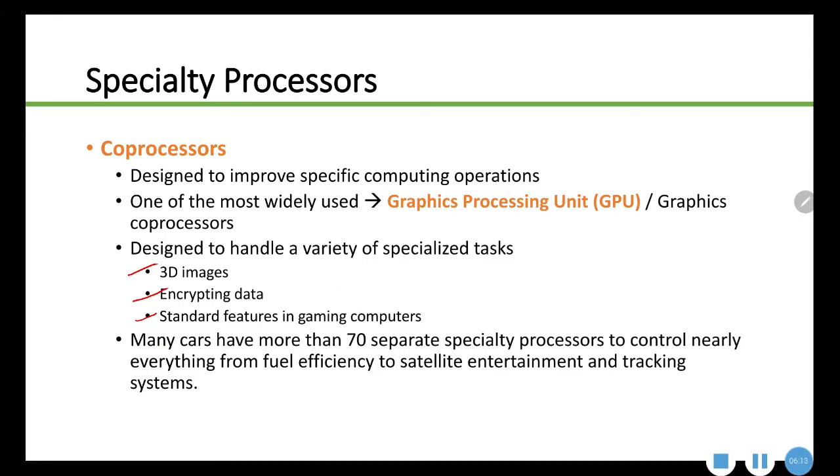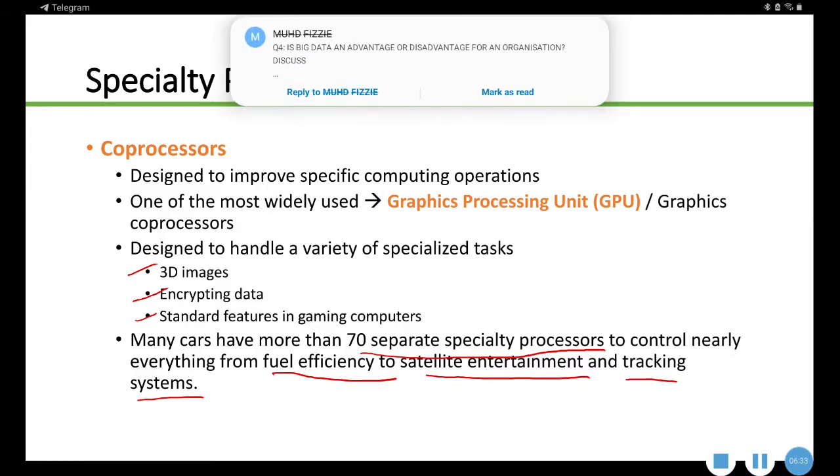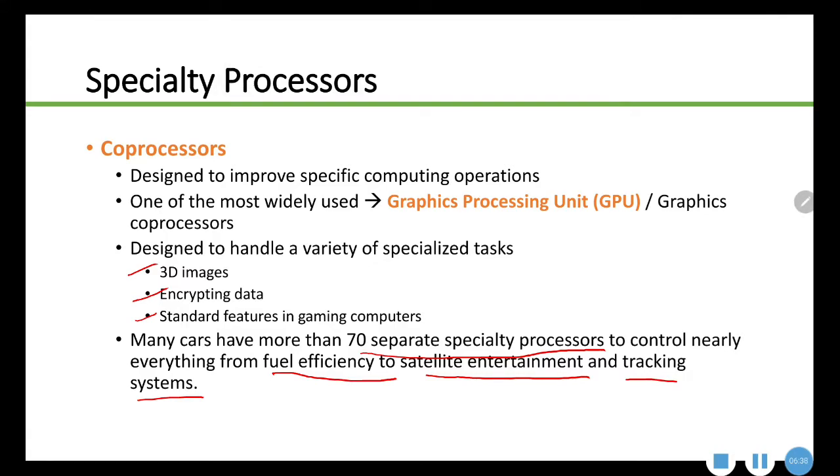For example, in cars, they have more than 70 separate specialty core processors to control nearly everything, from fuel efficiency to satellite entertainment and tracking systems. That's why modern cars are now all digital. So if they have a problem, it's very hard to fix, and the labor cost is also expensive.